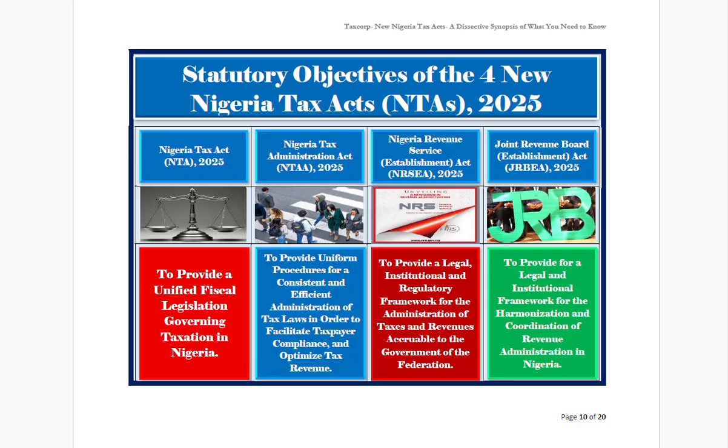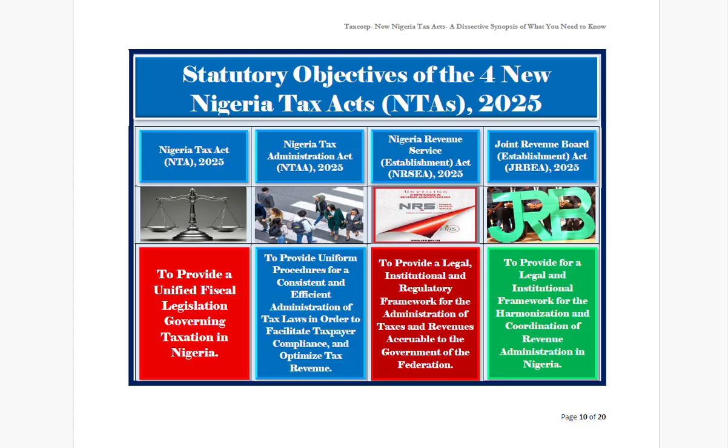The third act, the Nigerian Revenue Service Establishment Act 2025, is to provide a legal, institutional, and regulatory framework for the administration of taxes and revenue accruable to the government of the Federal Republic of Nigeria.